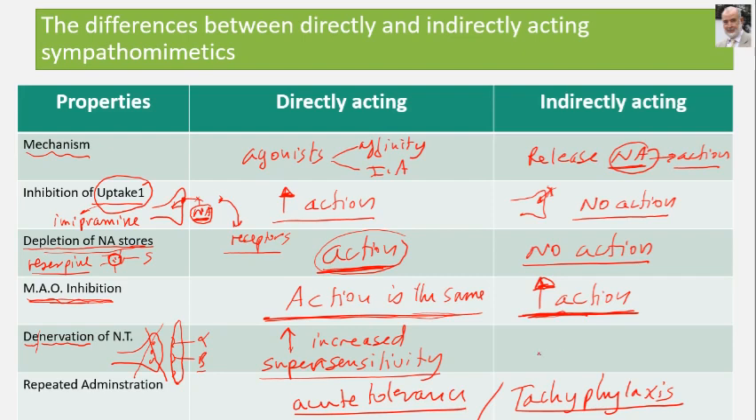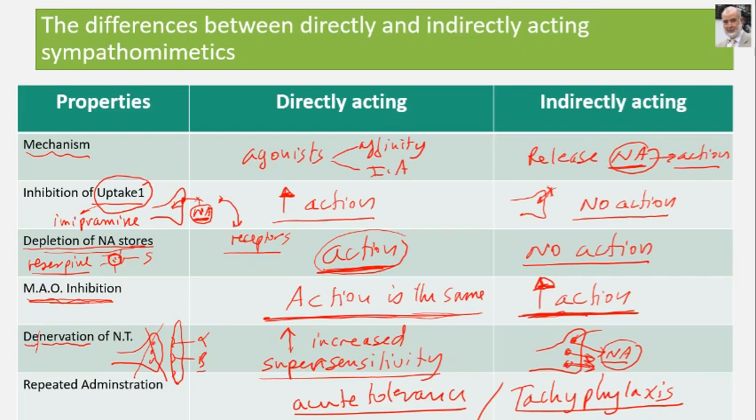Why? Because these drugs, as we said, enter the nerve terminal and displace noradrenaline. When you give the first dose, they displace some of the noradrenaline. When you repeat the same dose again, they displace more, till the point when there is nothing left to be displaced, like a depletion of noradrenaline stores. Therefore they lose their effect after repeated administration over a short period of time.